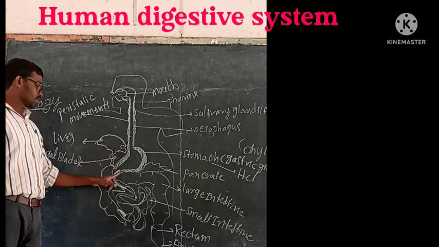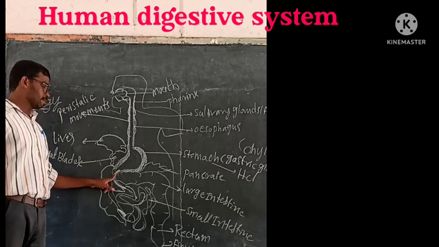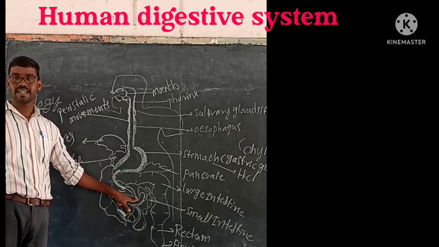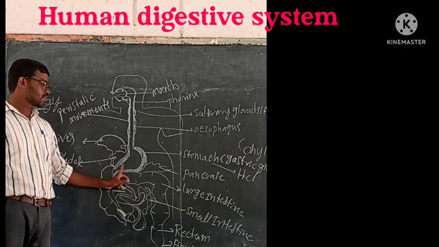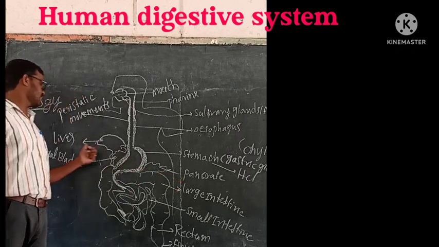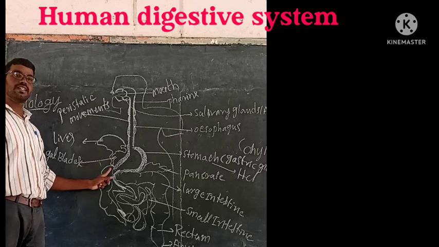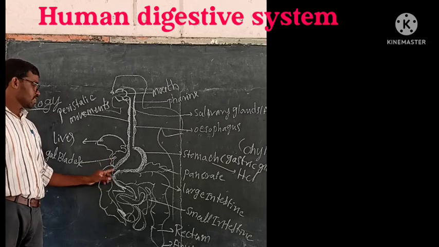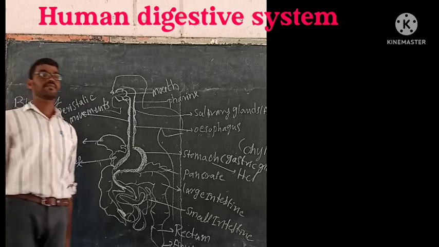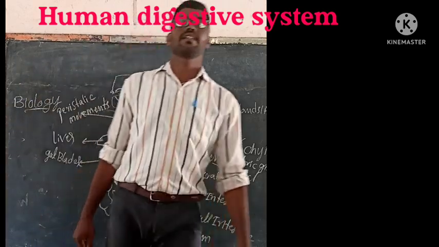Okay now. So duodenum, the first part of the small intestine. Here we can see two tubes: one comes from the pancreas, another one comes from the liver. The liver produces bile juice.